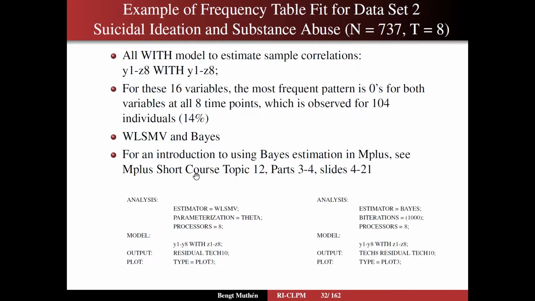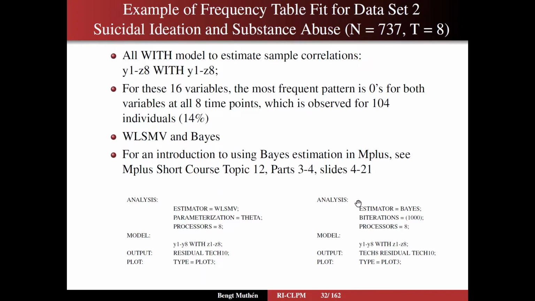So on the left you have the input for WSMV, and on the right you have the input for Bayes. WSMV is the estimator, and we will choose parameterization equals theta, because we're going to be able to talk about residual variance specifications a little bit later on. And the model is simply what I just mentioned, Y1 through Y8 with Z1 through Z8.